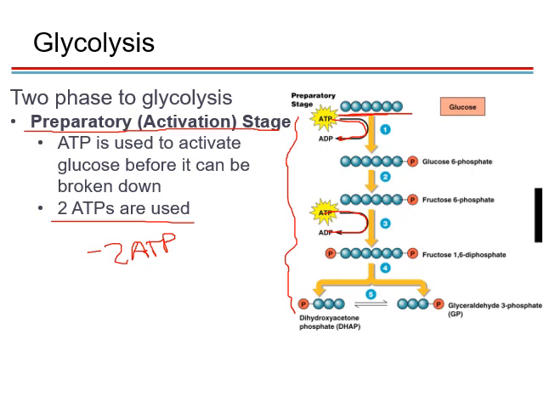At the end of this, and I don't want you to carefully remember structures, we're going to end up with 2 molecules of glyceraldehyde 3-phosphate. As we look at the next steps, remember we have 2 molecules of this going into the next part of glycolysis.